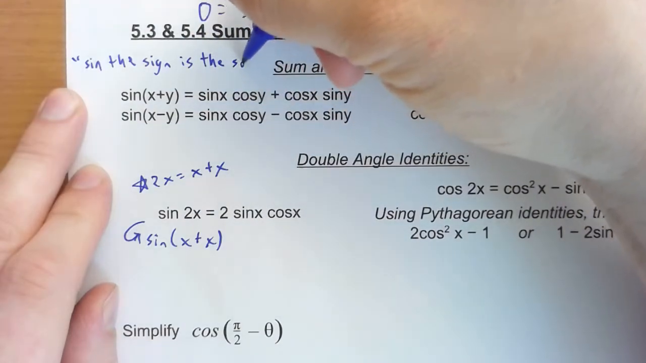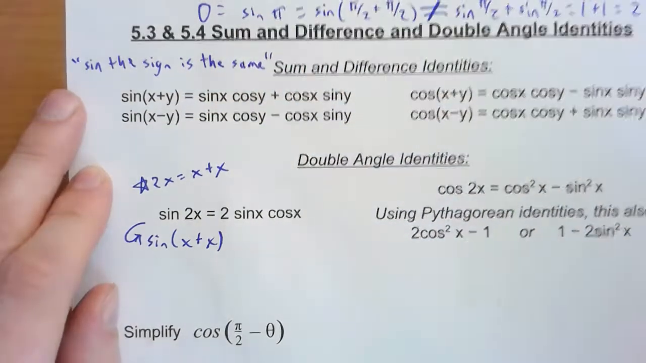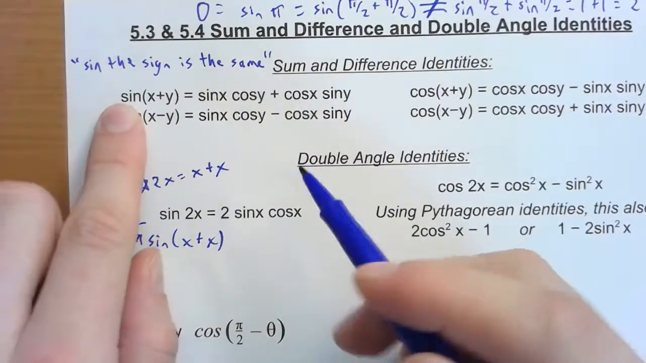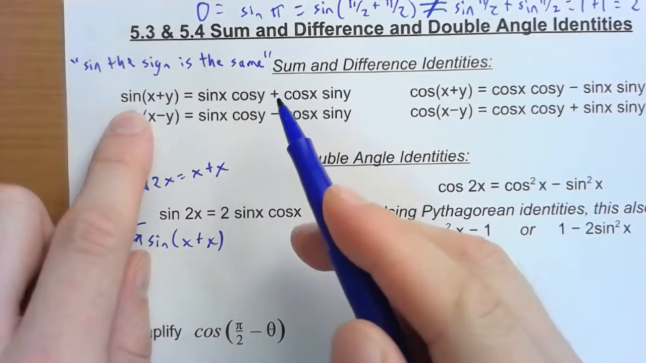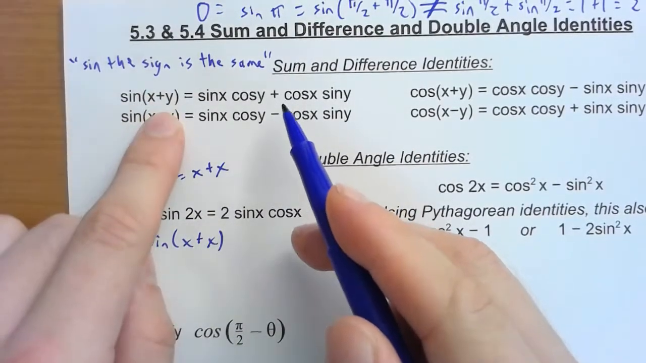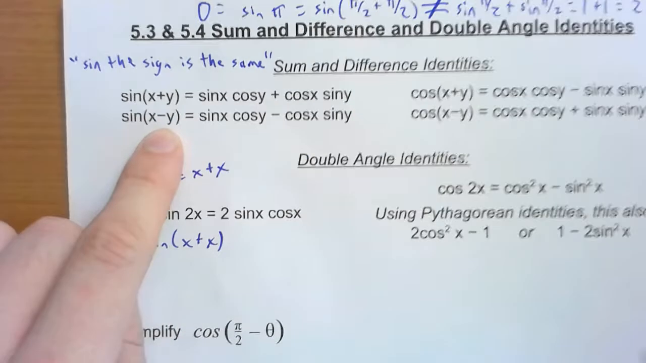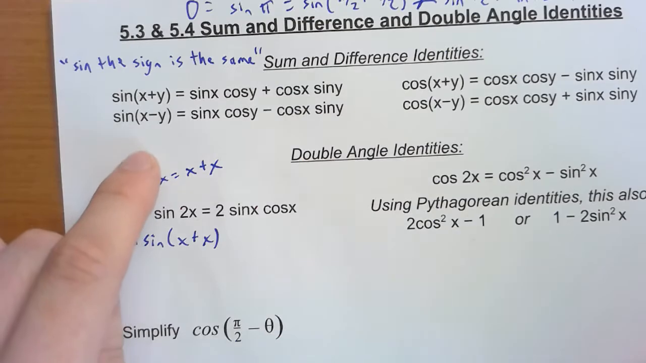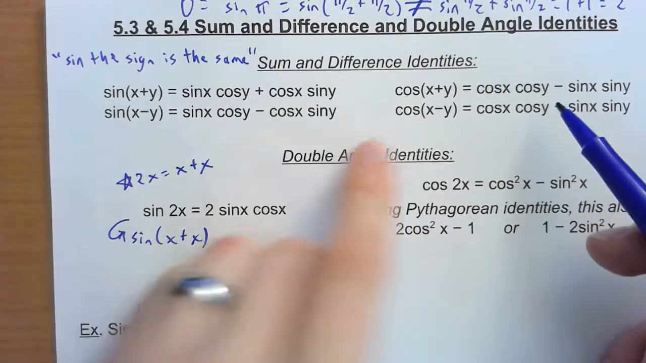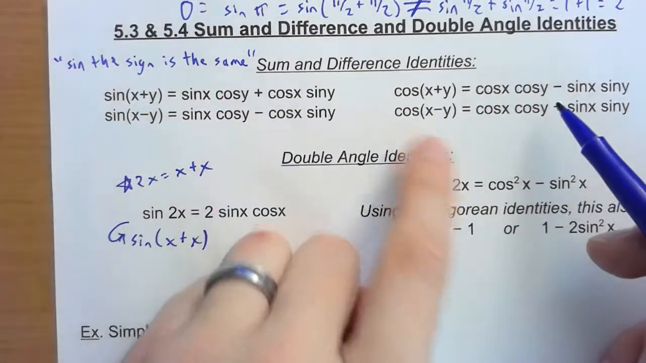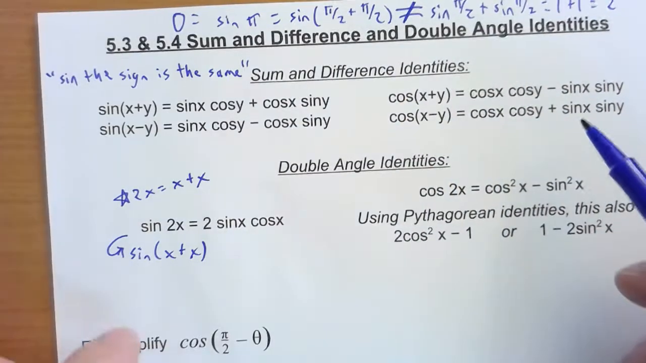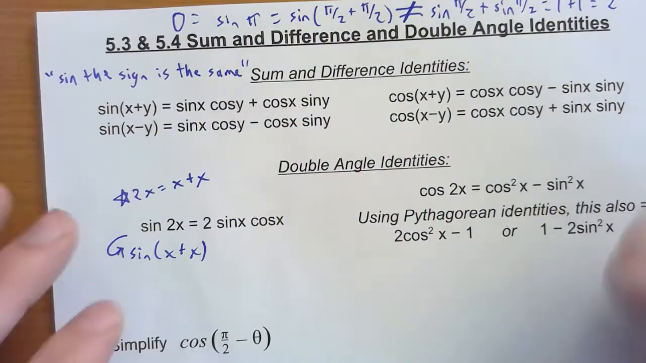So sign with a g means positive or negative, right? So for sine, the sign, the positive or negative, is the same. If you started with plus, you end up with plus. If you start with minus, you end up with minus. Okay? And then for cosine, it's different. So only for sine, the sign is the same. For cosine, it's different.